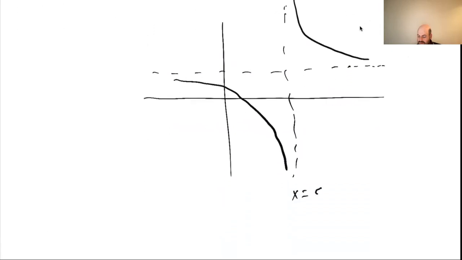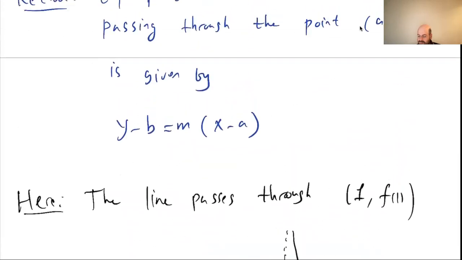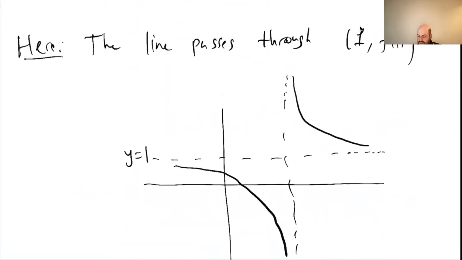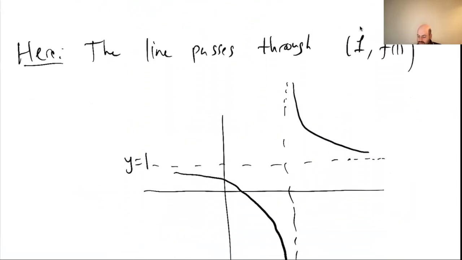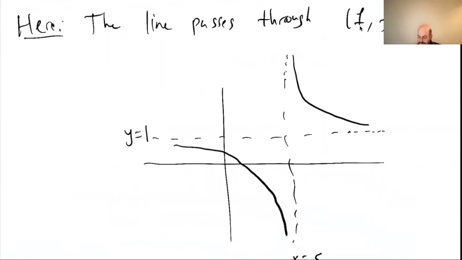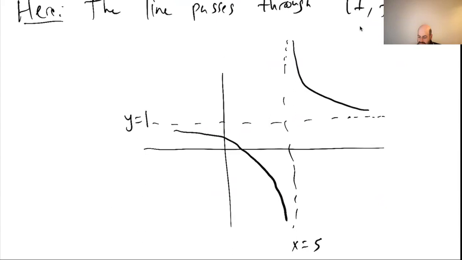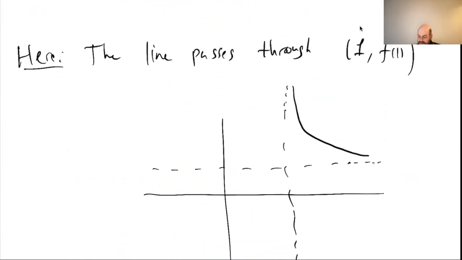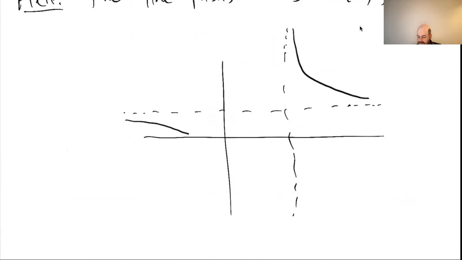So this is x equals 5, and this is y equals 1. And at x equals 1 would be around here. So let's say, this one, the graph should, at 0, it's a negative value. So at 0, it's negative. So like this. And then at 1, the y value will be how much? F of 1. And this is the tangent line that we are talking about here.